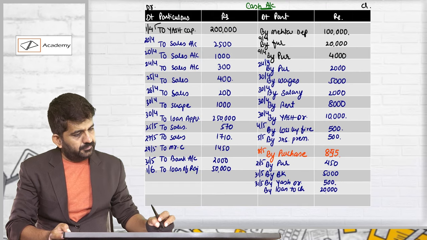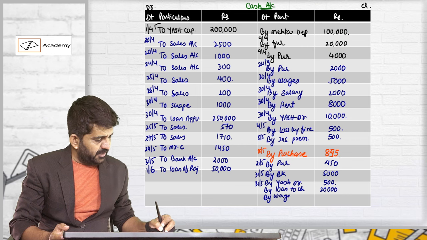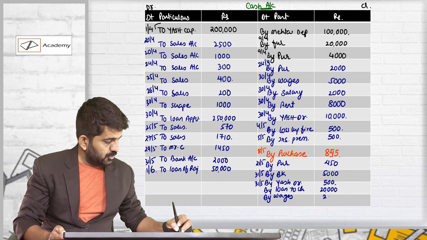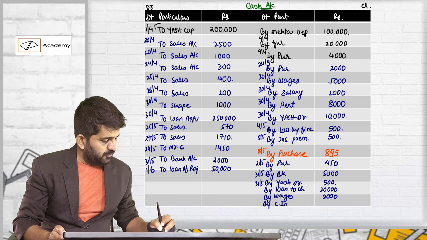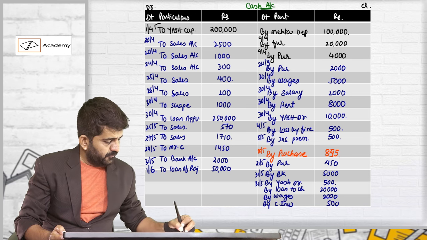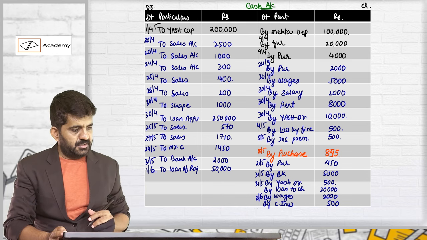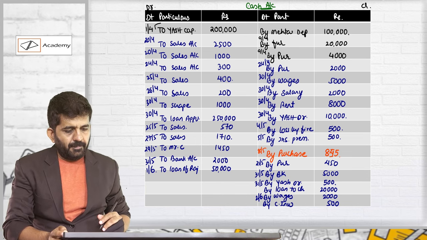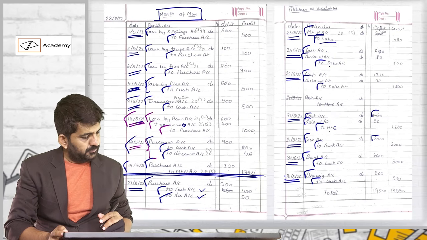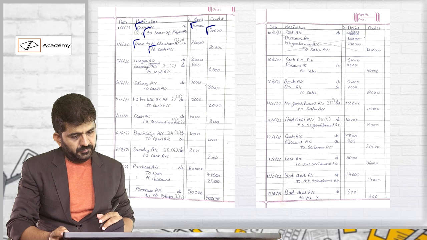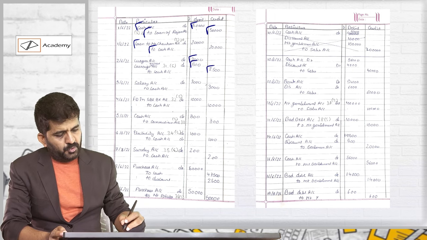Cash account credit side, by wages 2000, by carriage inward 500. Date is 2nd June. So wages, carriage inward, and to cash.